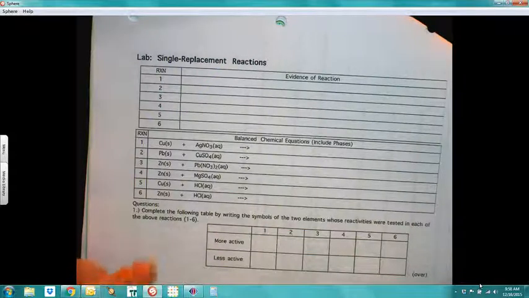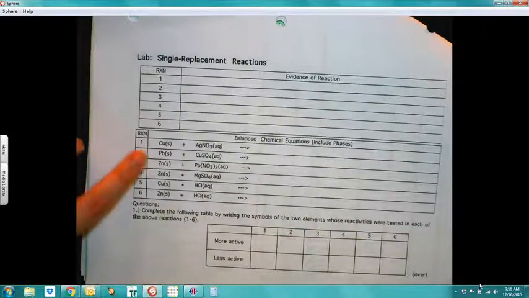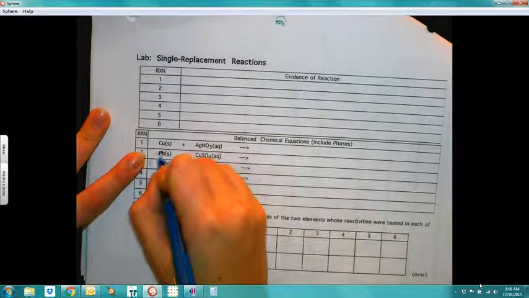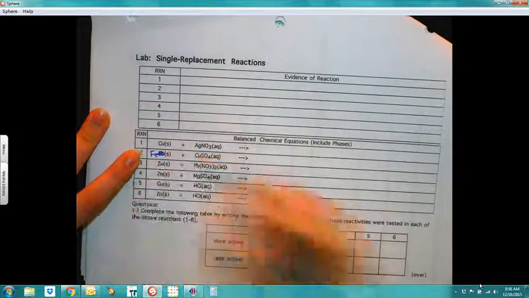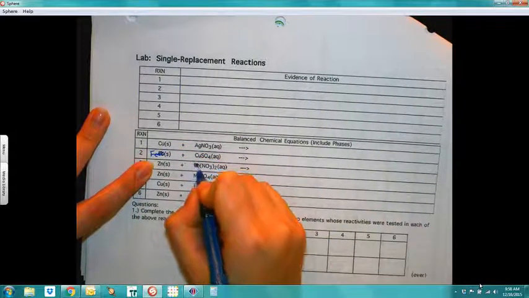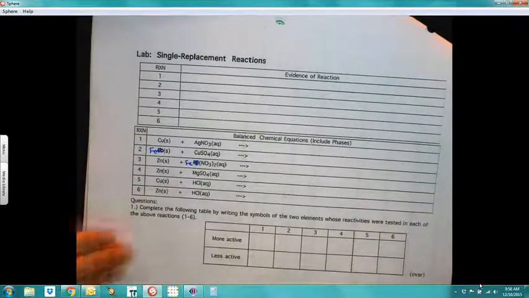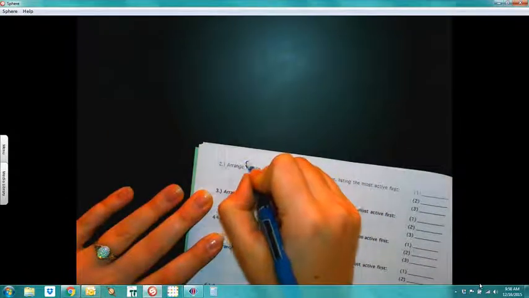We're actually substituting in all of our leads for iron. So let's go ahead and fix that right now. Instead of lead here, you're going to be writing iron. And instead of lead here, you're going to be using iron. And then there's a question on the back that also says lead, so we need to change that to iron.